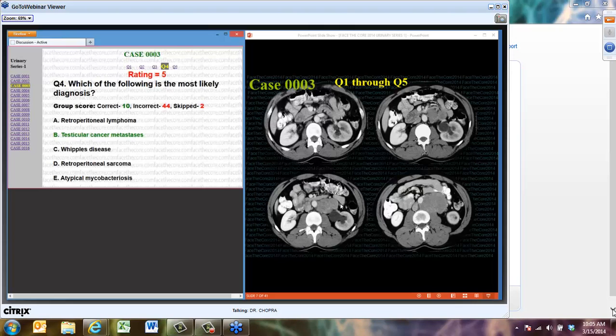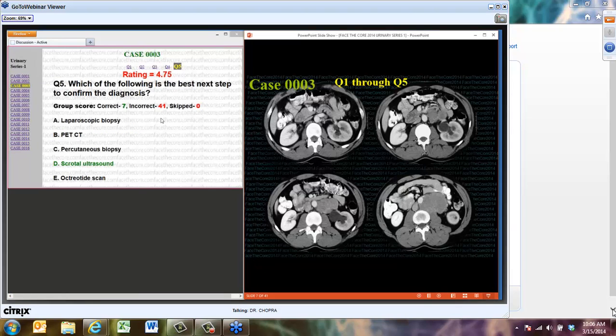This kind of case will show up once in a while in your practice and much more commonly in your exams. Which of the following is the next best step? This question is really based on the previous one. Once you have decided that this is likely to be metastatic disease from testicular cancer, then scrotal ultrasound is the way to go. So if you don't learn anything from this case, learn this: lymphadenopathy at the level of the renal hilum, consider testicular metastases first.